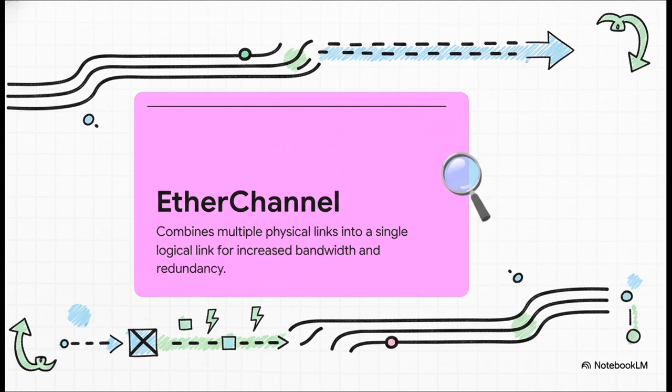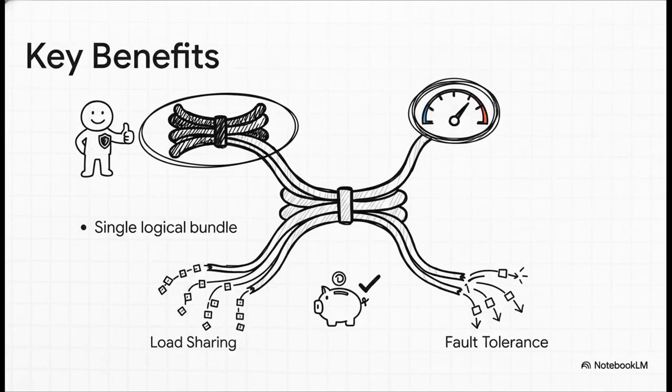So STP is happy, right? It only sees one path, no loops, and we're happy because we get to use the combined speed of all those cables. And the benefits? Oh, they're huge. It's not just about more speed. You get awesome fault tolerance. If one of those cables in the bundle gets cut or unplugged, no problem. The traffic just keeps flowing over the remaining links with 0 downtime. Plus, it intelligently shares the load across all the active links. Honestly, it's a super cost-effective way to beef up your network without having to buy brand new, faster switches.